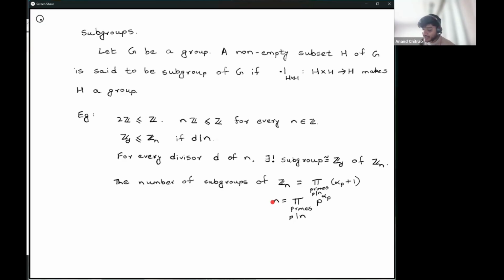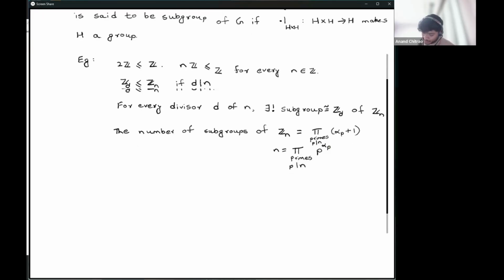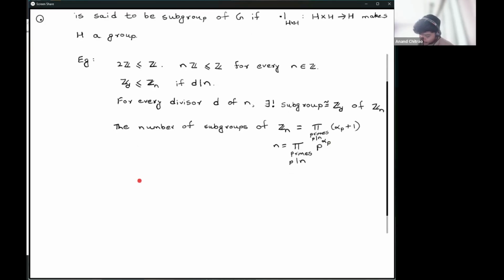Because any divisor of n also has a factorization of this kind, where instead of alpha p, you'll have some integer as a power of p between 0 and alpha p. Those are alpha p plus 1 integers, and then you have to take the product of all of those. So that's the proof. Okay, so now let's move on to some non-abelian groups. Sn. What are some subgroups of Sn?